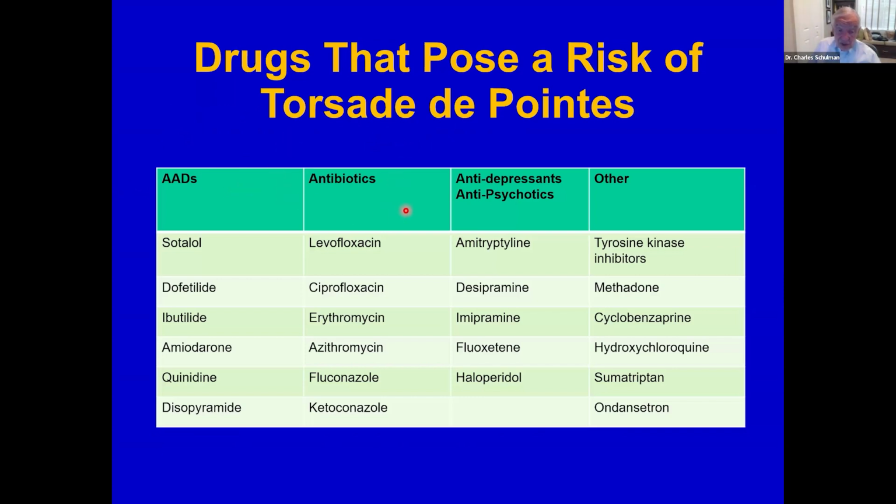Antibiotics, which you should be aware of because we all use antibiotics, especially giving them to people who come to the emergency room with a chest X-ray that might have heart failure, but you cannot rule out pneumonia. The radiologist tells you cannot rule out pneumonia. So the patient is given azithromycin and they happen to be on another QT prolonging drug, and that's the sort of thing that can do it. Antidepressants or antipsychotics, and a number of other things, including methadone, cyclobenzaprine, hydroxychloroquine, and ondansetron.